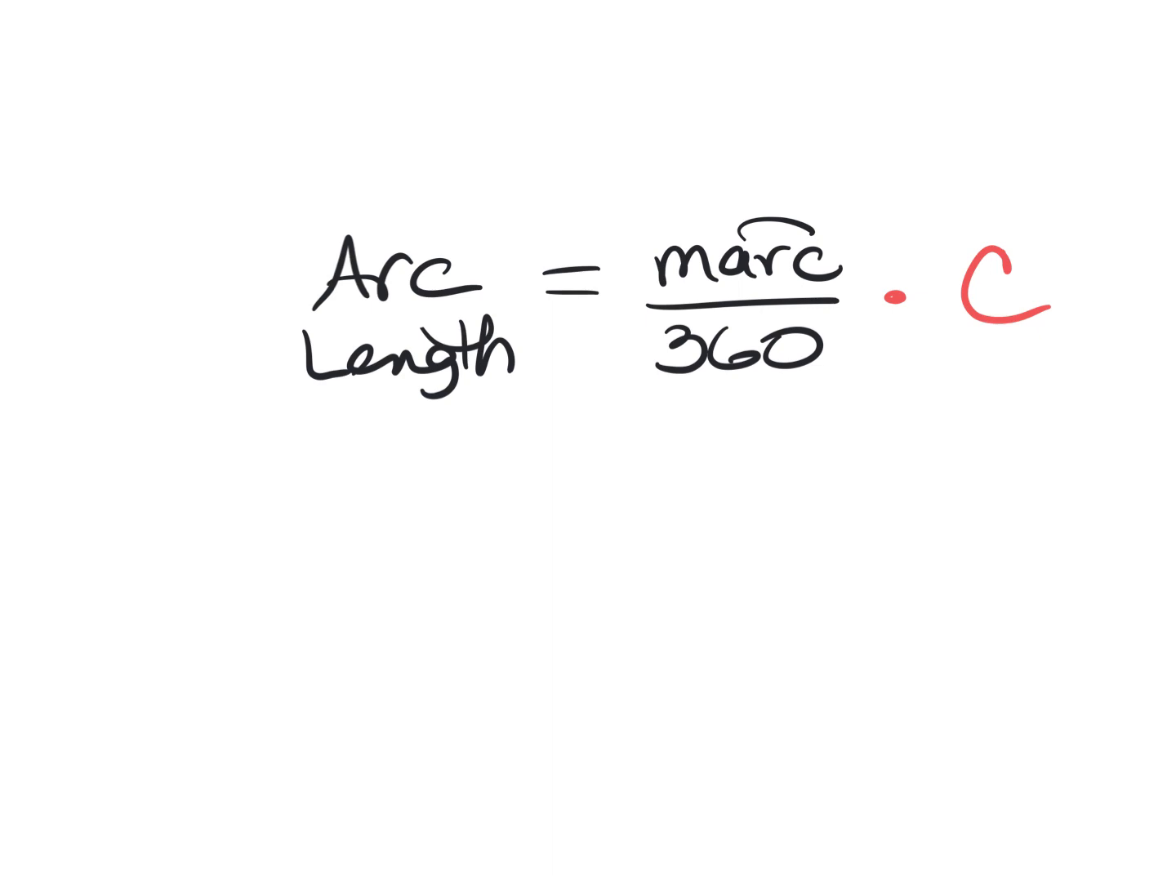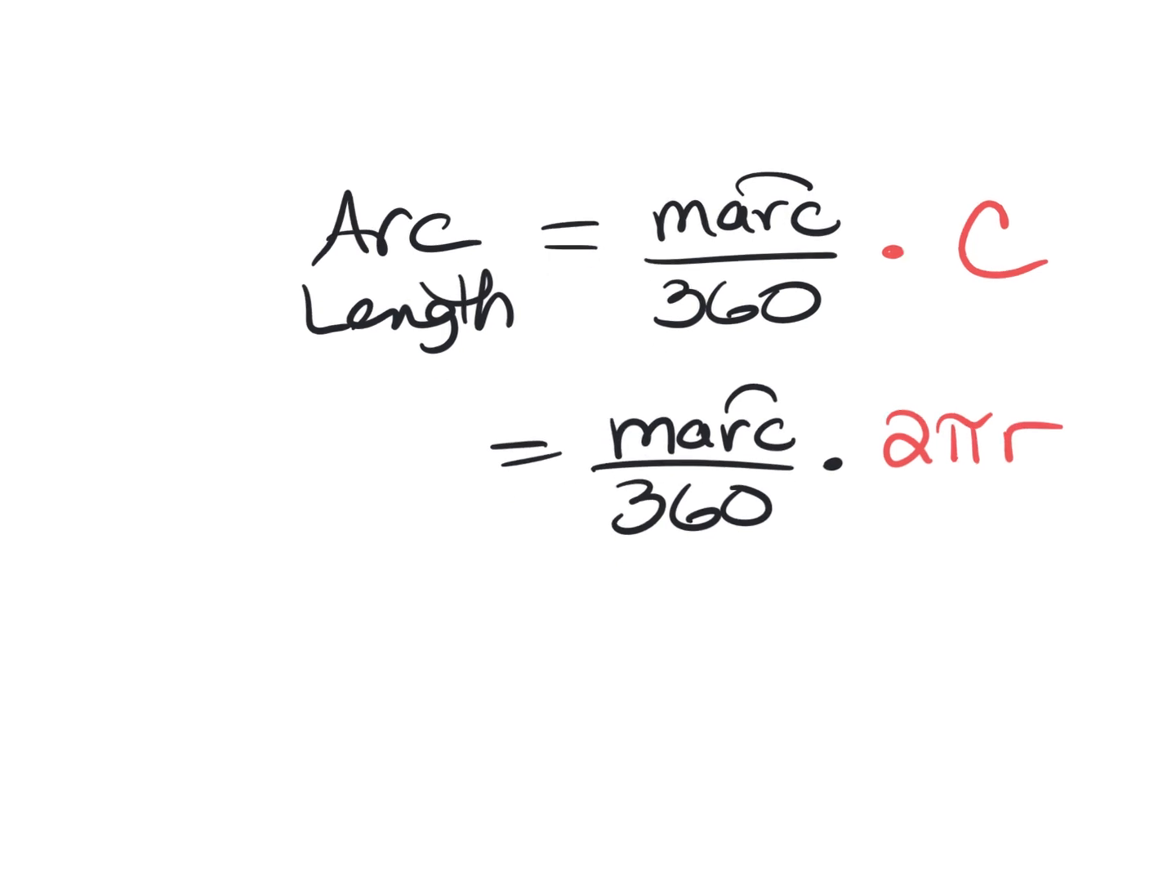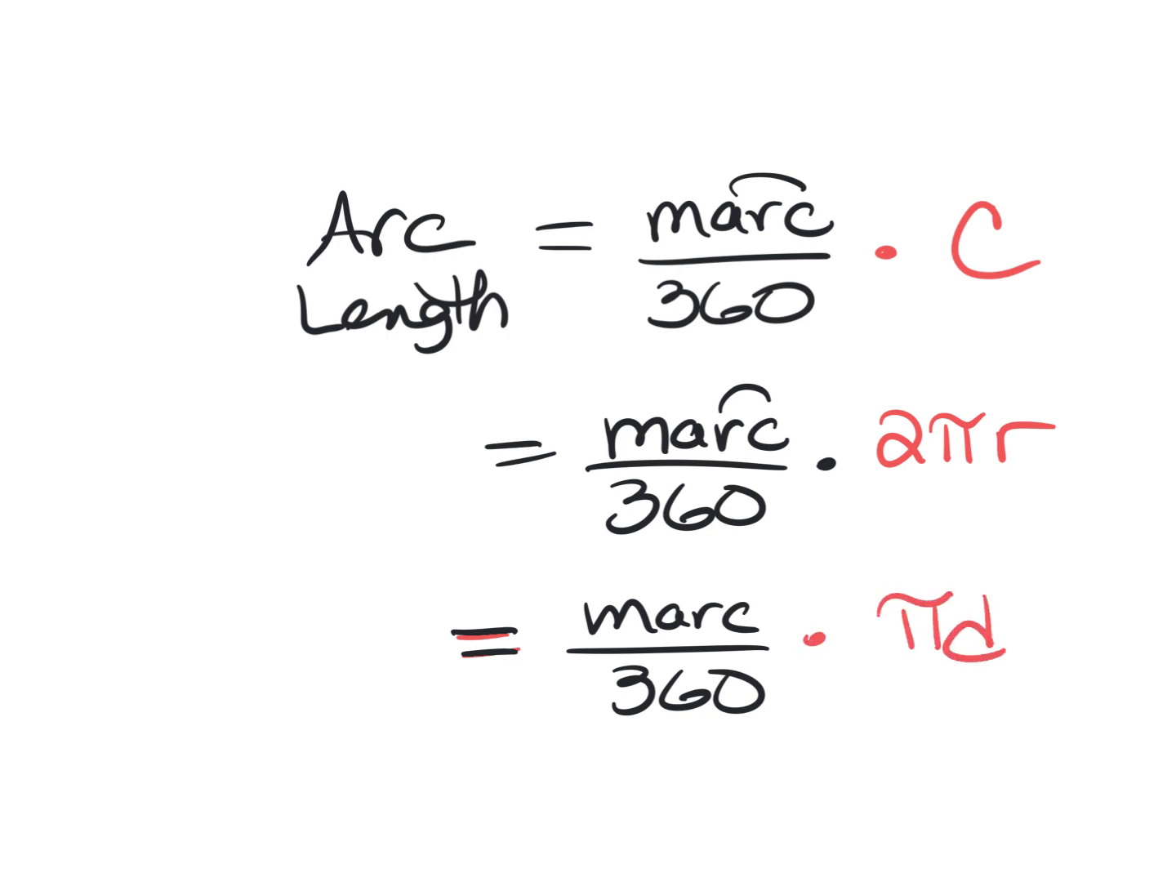Arc length. And then same thing, but instead of putting a capital C, I'm going to put the formula for circumference, 2 times pi times the radius. Or we can also do the formula when they give us a diameter. So it doesn't matter, it all depends on your given. However, all 3 calculate the arc length.